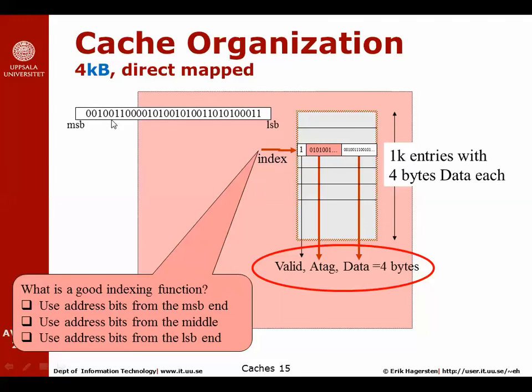Let's say that you haven't fully populated the memory in your system, then these most significant bits will have the same value all the time. If you use them as an index function, you would always index to the same part of the cache, and you would have grossly misused the capacity of this very valuable piece of storage where you would like to store your favorite data.